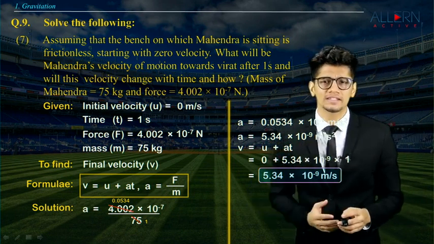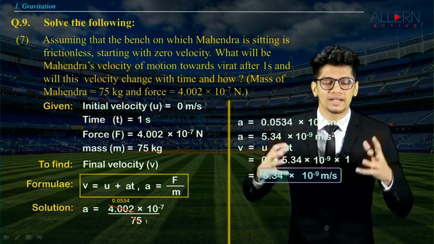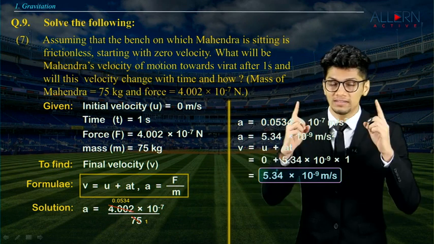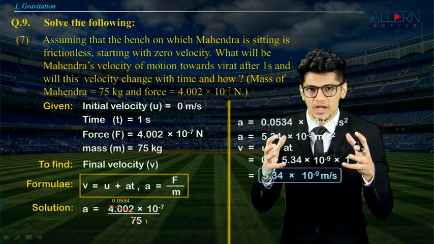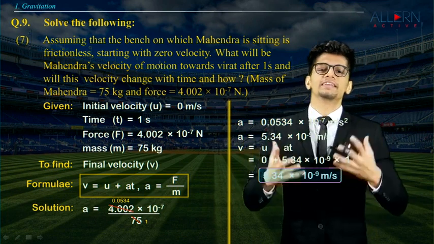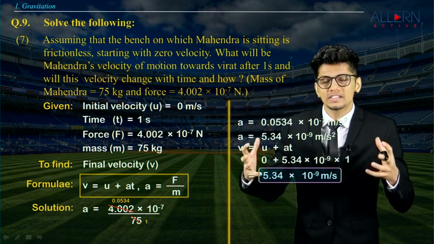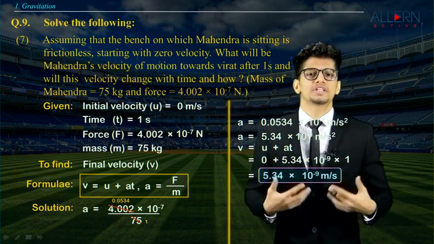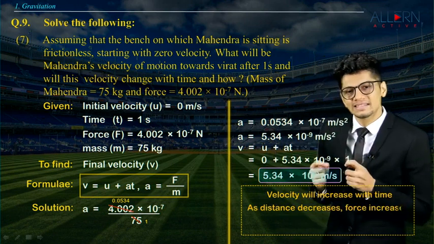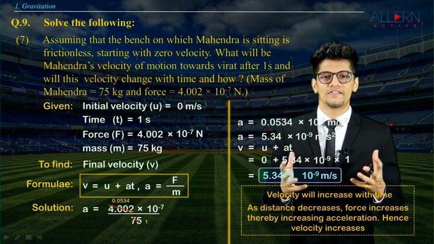Now the question also says, will this velocity change with time and how? First of all, we need to understand that gravitational force is a force of attraction. And since they are moving towards each other, listen to this very carefully. Now since they are moving towards each other, the distance decreases. When distance decreases, force increases. And obviously if we apply more force, the velocity will also be more. So as the distance keeps on changing, velocity also keeps on changing. That means there is acceleration. So velocity will increase with time. As the distance decreases, force increases, thereby increasing the acceleration. So hence velocity increases.